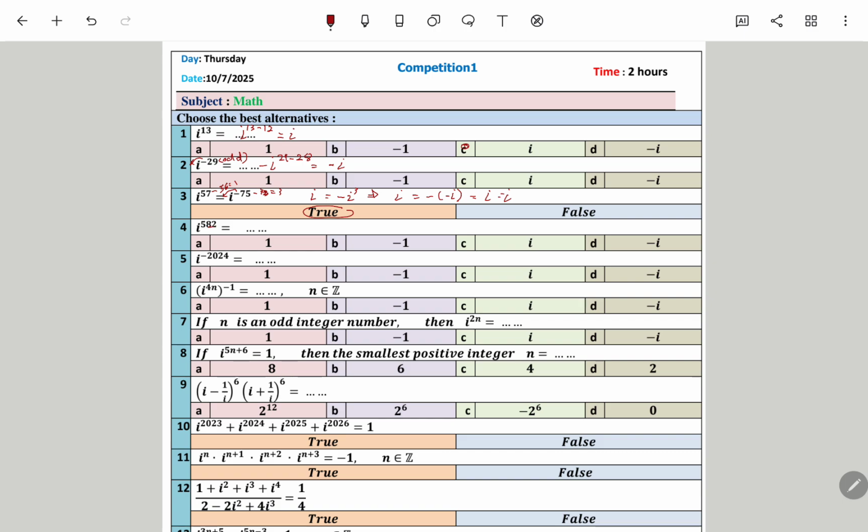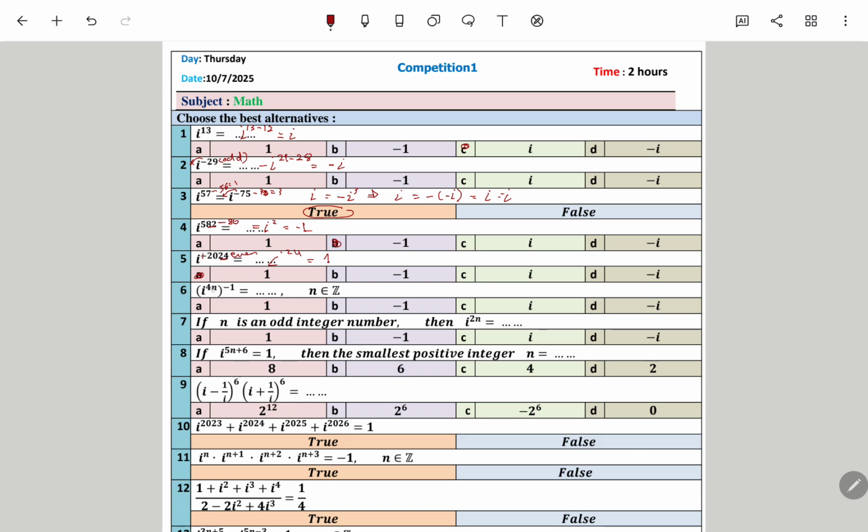In number 4, focus on the last 2 digits, which are 82, which can be subtracted from 80, and that will give you i to the power of 2, which is negative 1. In number 5, the power is even, so you can ignore the negative and focus on the last 2 digits to get i to the power of 24, which is a multiple of 4. So the answer is 1.